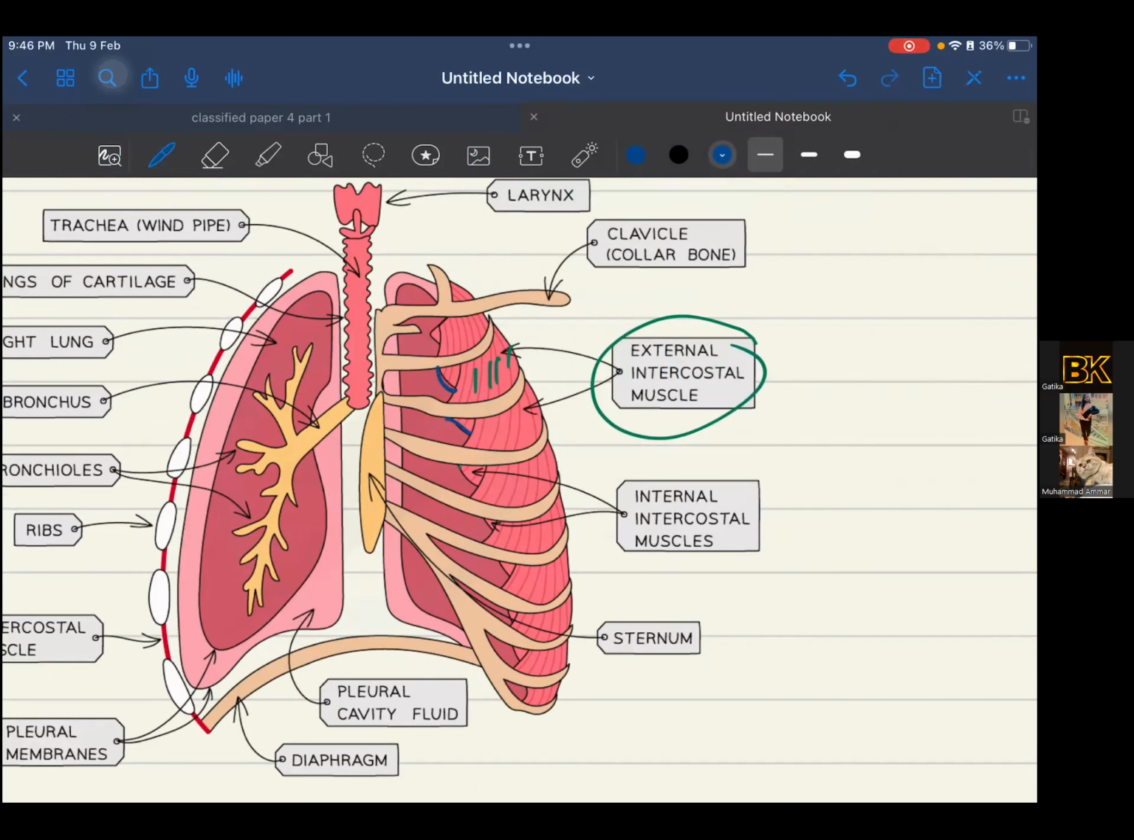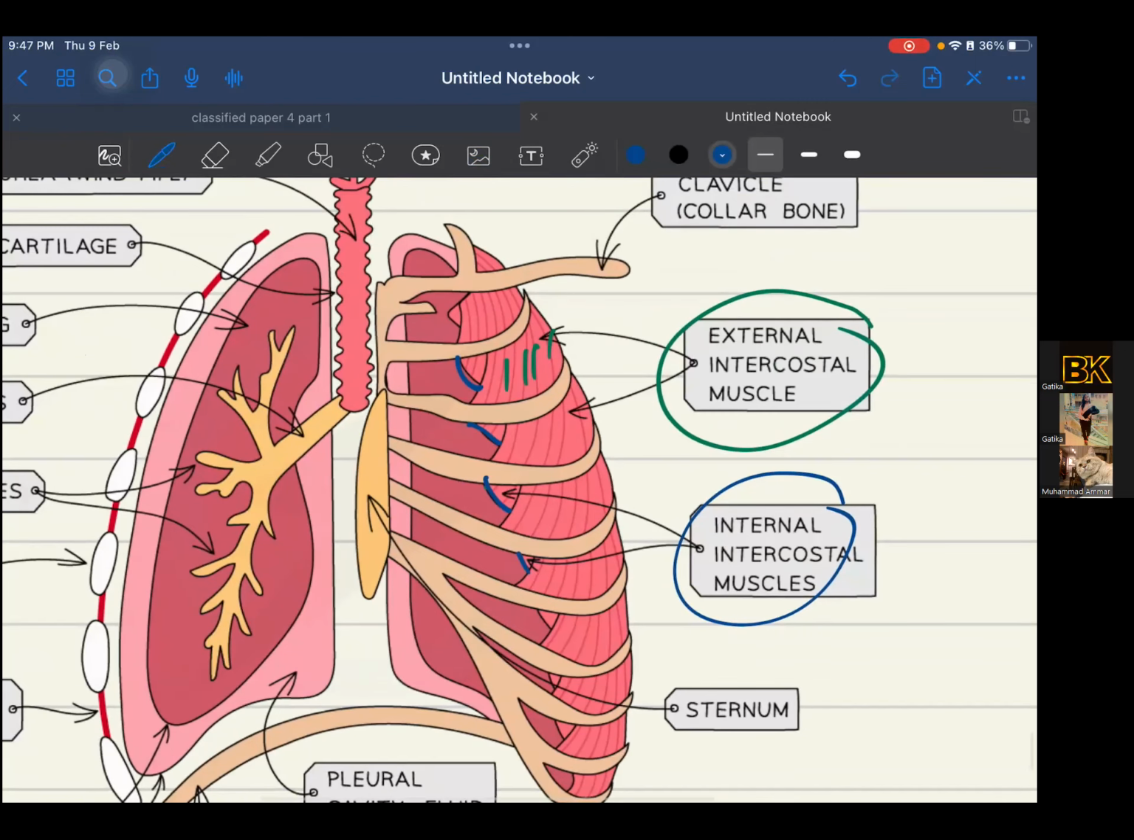This one, you can see two layers. The inside one is the internal intercostal muscle. It's basically found on the inside of the rib cage. This yellow part you see is the rib cage. Rib cage is basically bones. So the one which is inside is the internal, and the one that is outside right here is the external. Is that okay?